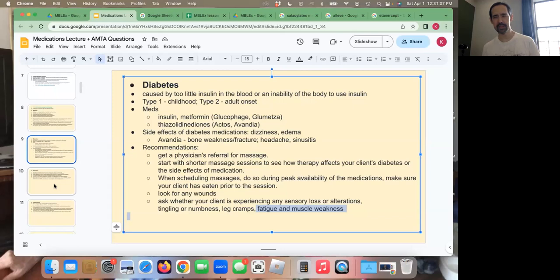Any questions about diabetes medications, how we treat someone who's on diabetes medications? We have one more diabetes slide to go, but any questions so far?